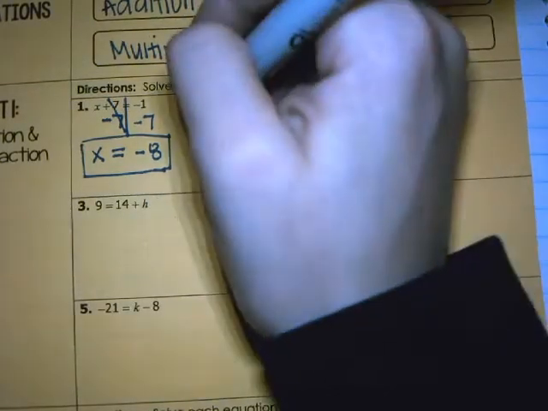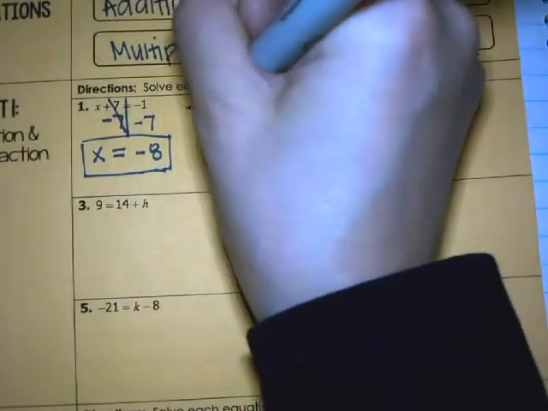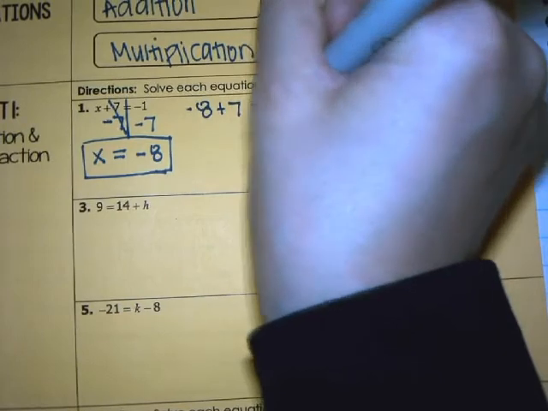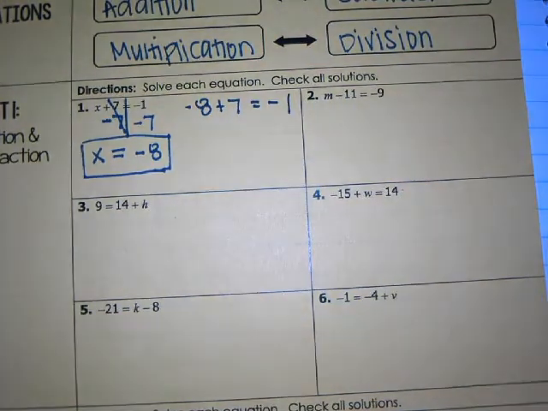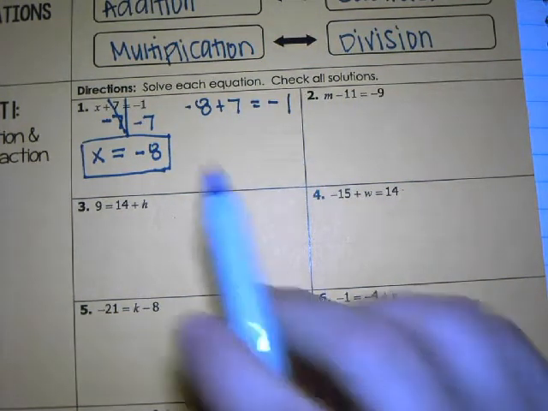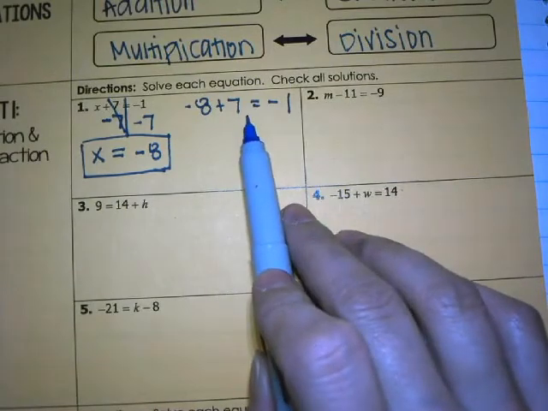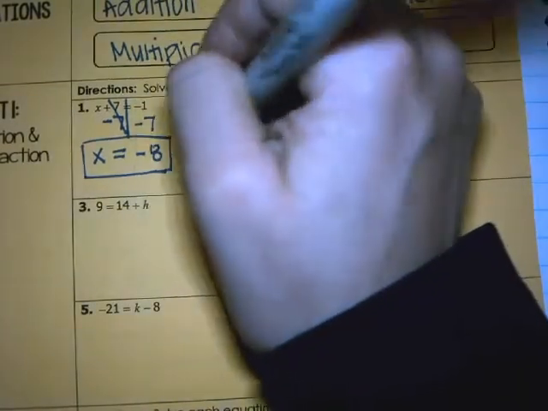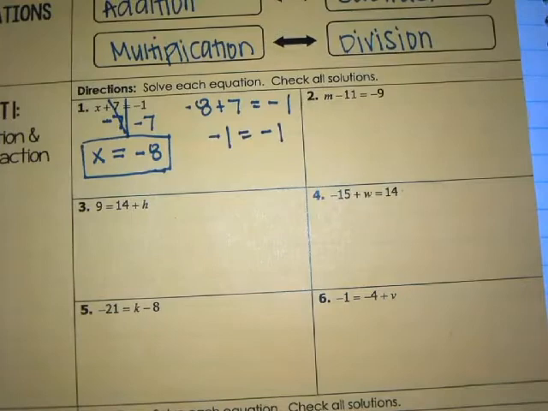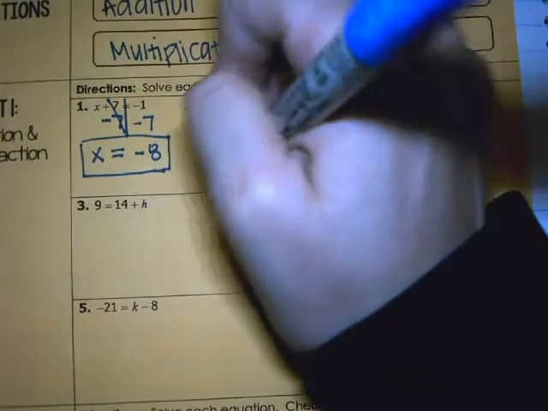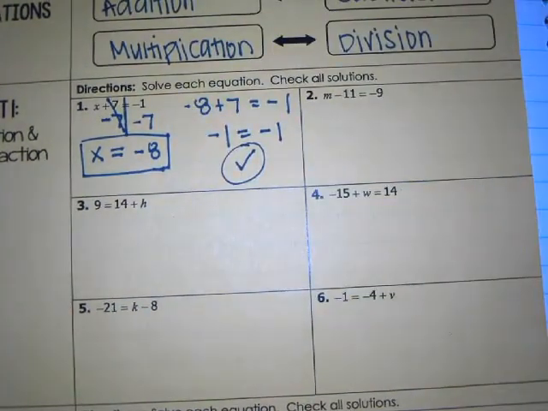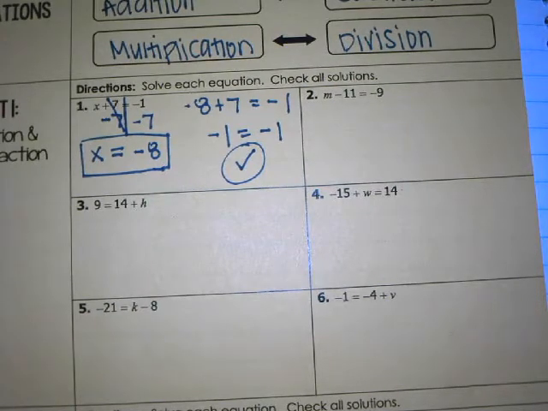So if I plug this back in, if x equals negative 8, I say negative 8 plus 7 equals negative 1. What is negative 8 plus 7? Does negative 1 equal negative 1? That is how we know our answer is correct. Because the number I plug back in for x is going to make my solution true. It's going to make my solution correct.